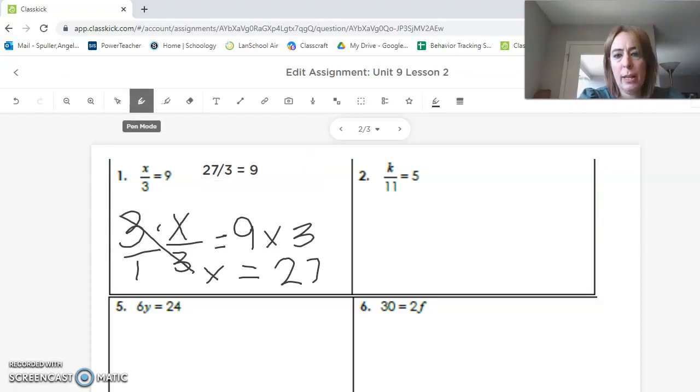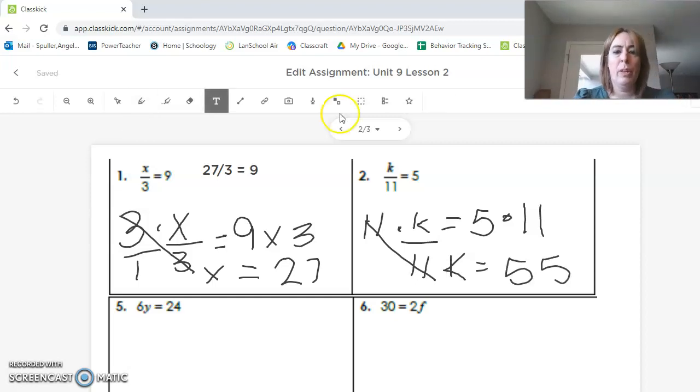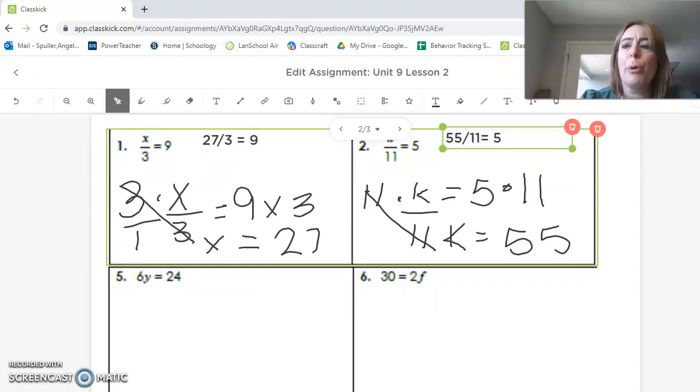So we're going to say 11 times, remember we don't use the x because that looks like another variable, times k over 11, cross these out, it gives us just k equals 5 times 11. So k is equal to 55. Let's prove it. If I say 55 divided by 11, will it equal 5? Yes, it does.